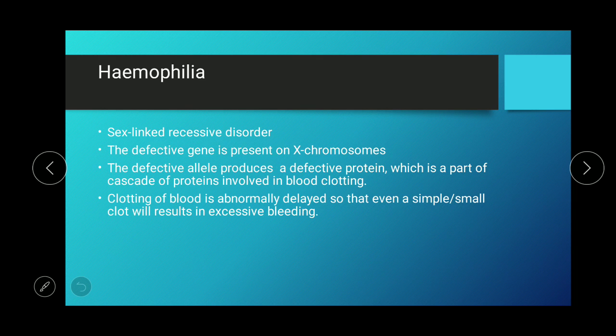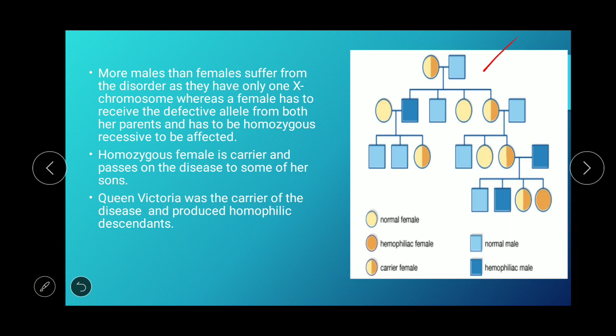Here in this diagram, or pedigree, the carrier female and the normal male are shown. A carrier female can affect her sons. Some of the sons of a carrier female will be affected. If the female is a carrier, that means XH and X, some of the sons will be affected. However, if the female is hemophilic, that means XH and XH, all the sons will be affected. So here the female is a carrier, and half of the sons are affected.